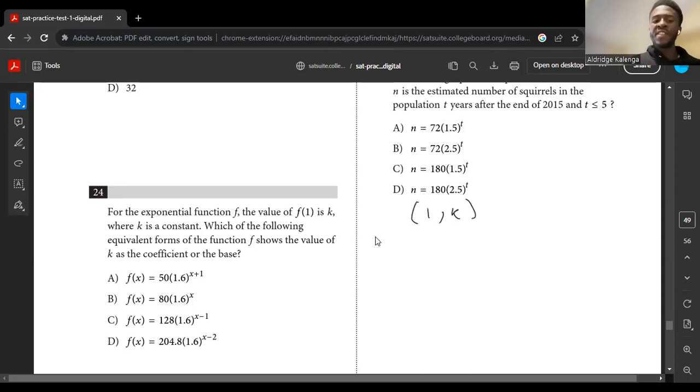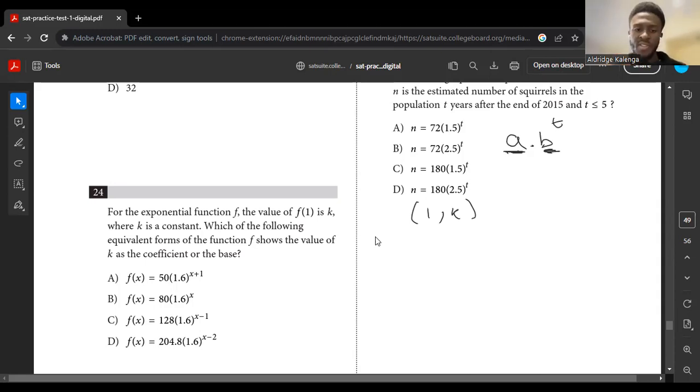Okay. So if this is an exponential form, we know that it's in the form a of b to, let's say, t or x or whatever. This is the base, and this is the coefficient, I think. So which one of the following shows the value of k? So when x is 1, we should get k.